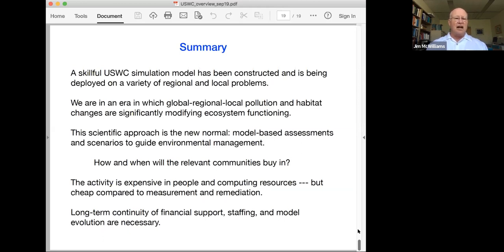I think this is transitional. This is not a traditional tool for regional management discussions. And so the process, starting with this kind of webinar or supported by this kind of webinar, of how it becomes tested and accepted is an important issue. It's laborious, but cheap compared to measurement and remediation. And it needs a scientific support basis that for the most part doesn't exist in the world yet, although it obviously does exist with a global climate change modeling community. But it is something that we have begun and needs to be continued.